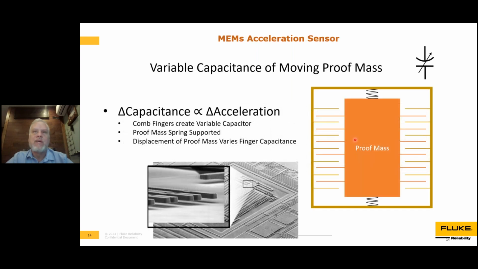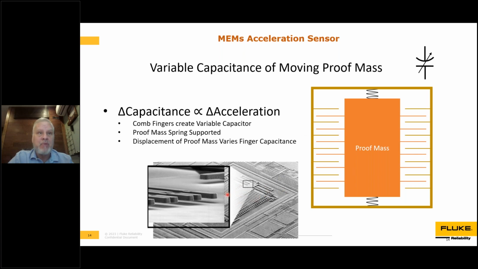Now, what exactly is a MEMS sensor? If we dive into the sensor itself, and we talk about the MEMS sensor, it is a variable capacitance of a moving proof mass. So as we get that varying capacitance, it's proportional to that variation in acceleration. Here we're looking at basically a microscopic view of an example of one of these sensors, and there are different kinds. We're looking here at a comb type accelerometer. I think they're most common, or certainly what we use, where we get these comb fingers, which is illustrated over here on the left.